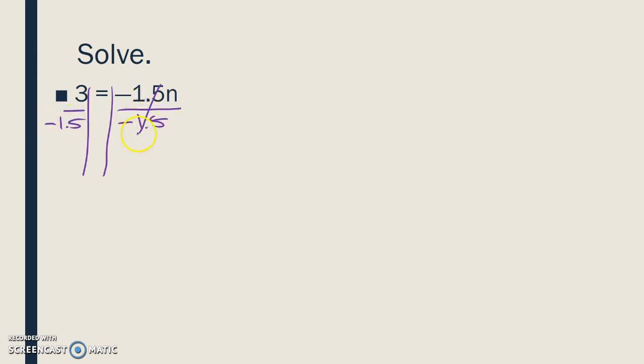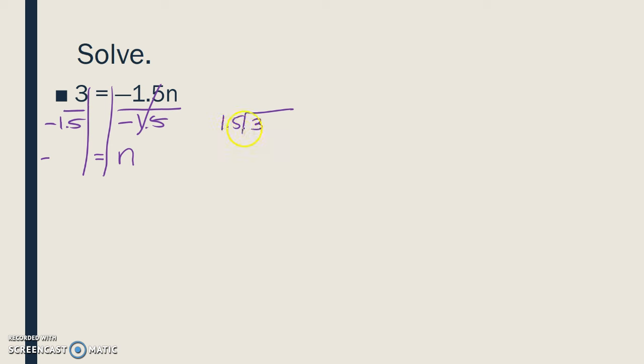So those negative 1.5s cancel out, and we're left with a positive n. So 3 divided by negative 1.5. Since it's a positive divided by a negative, it is a negative, so I'm going to write my negative sign there. And then 3 divided by 1.5. 1.5 goes on the outside, 3 on the inside.